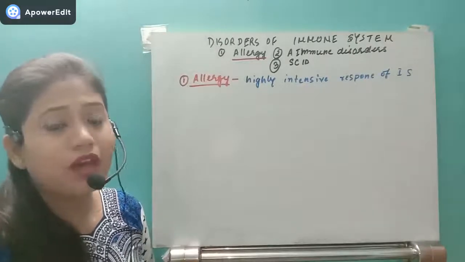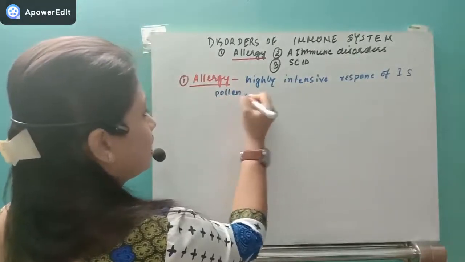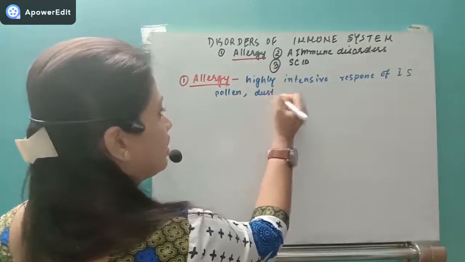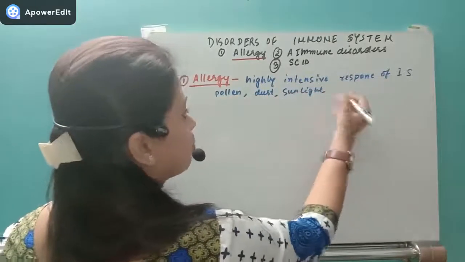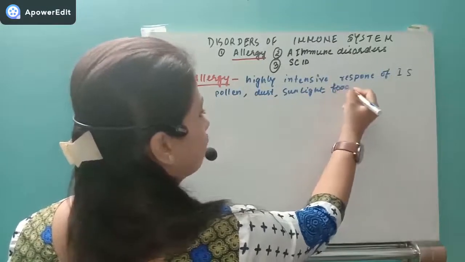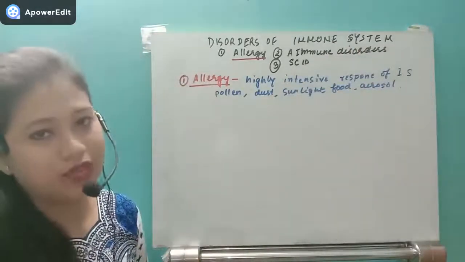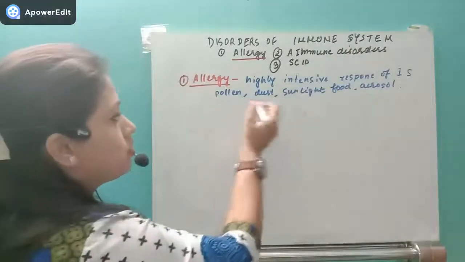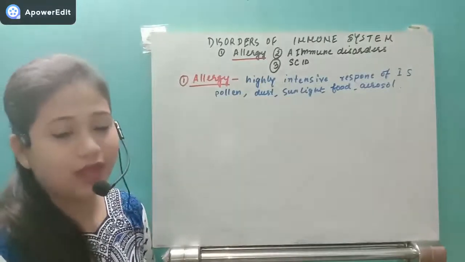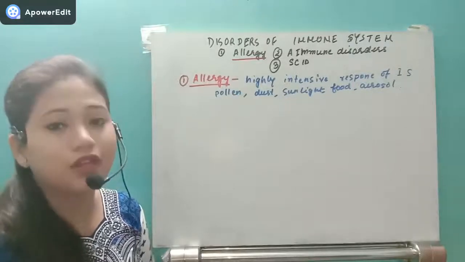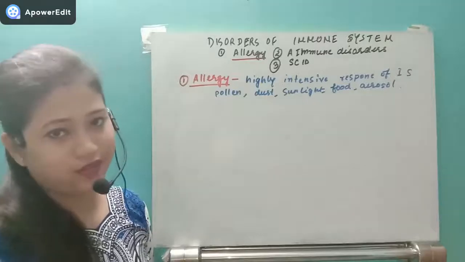Now what can the allergens be? Allergens can be pollen, dust, sunlight, a dry particle, different types of food, aerosol; different types of things can be allergens. Whenever those allergens enter our body, they start to develop the immune response, and that will cause allergy.